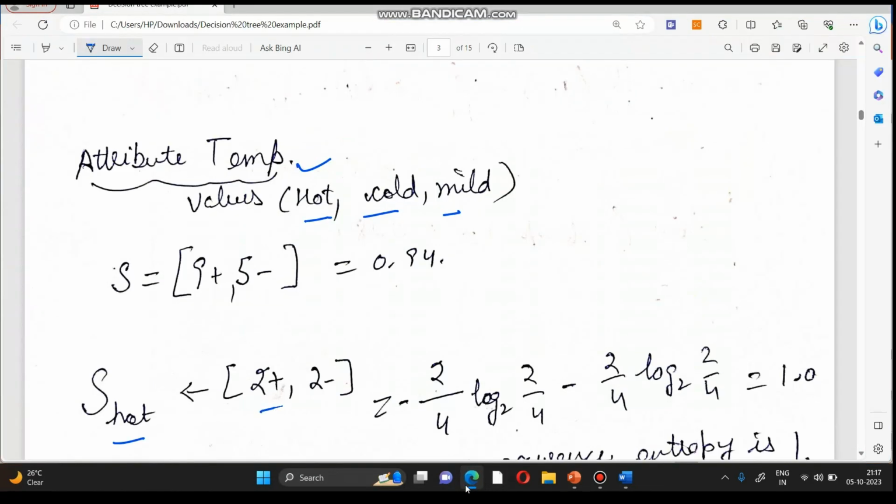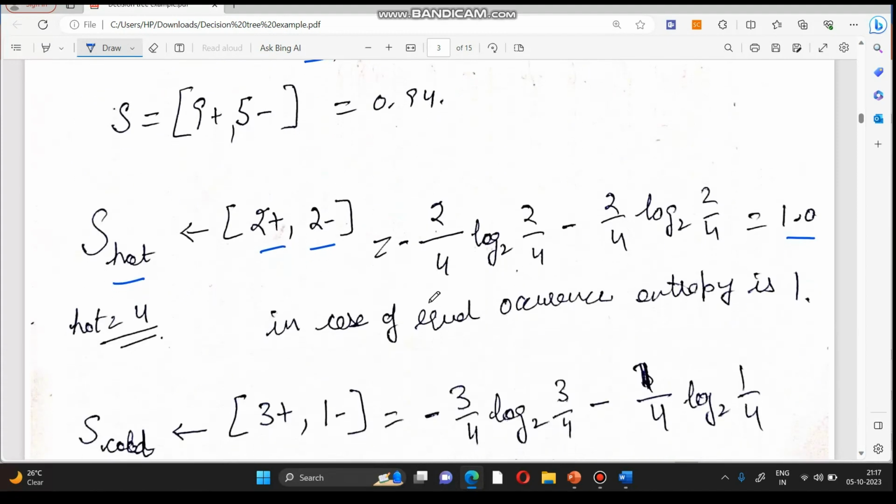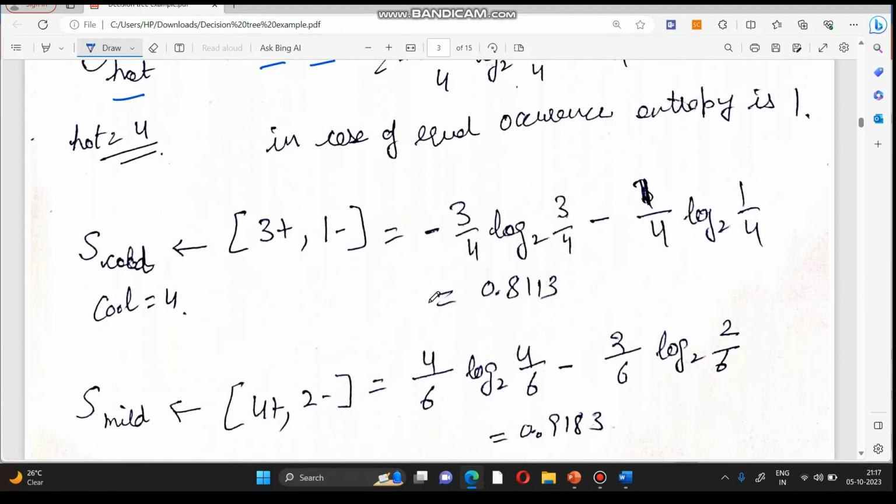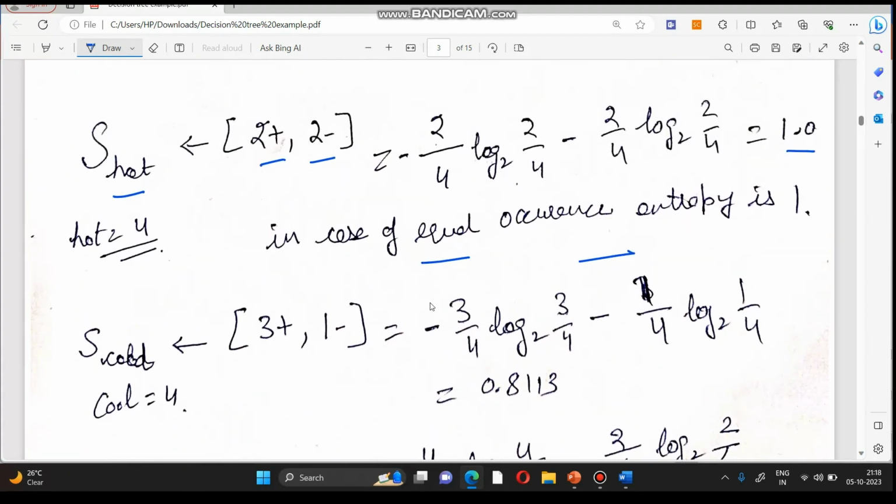So you can see 2 plus, 2 minus. Similarly putting the values in the same formula, minus 2 by 4 log 2 of 2 by 4, and so on, and we will get the entropy, that is 1.0. In this case the entropy is 1 because we are having equal cases, 2 plus and 2 minus. So if you don't want to put any values in this case, you need not put them, because the entropy will remain 1.